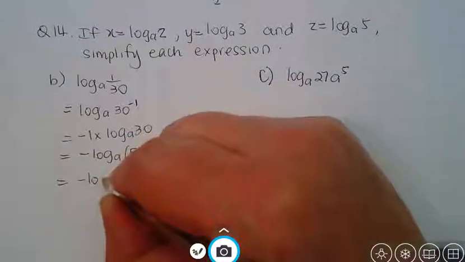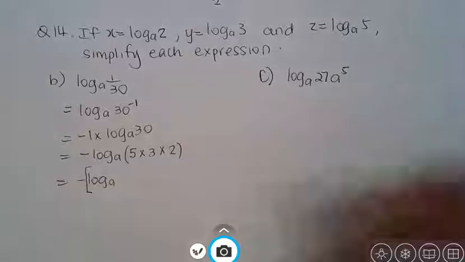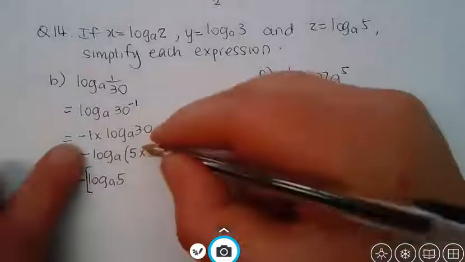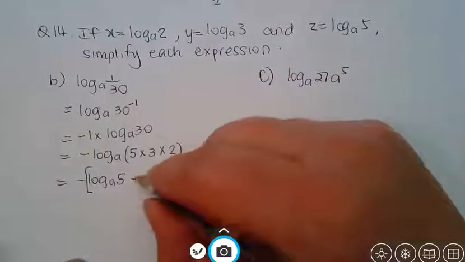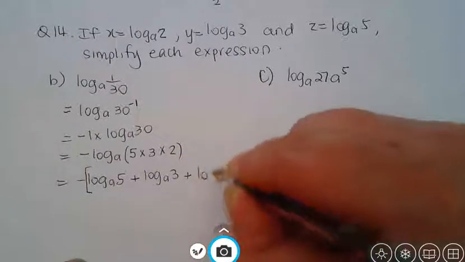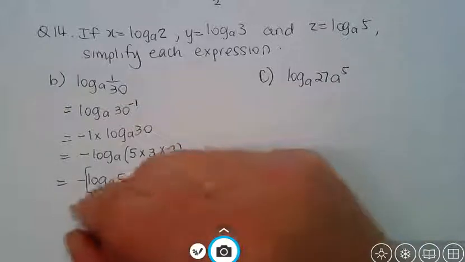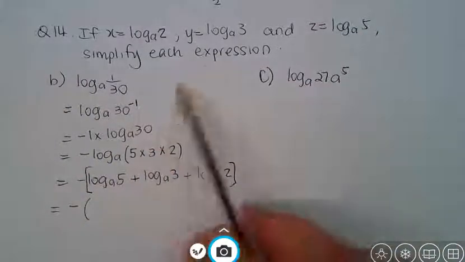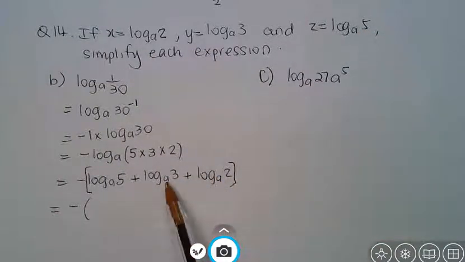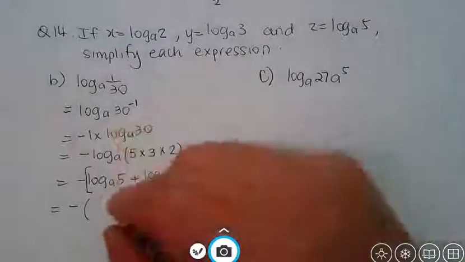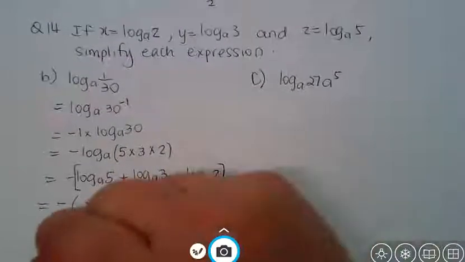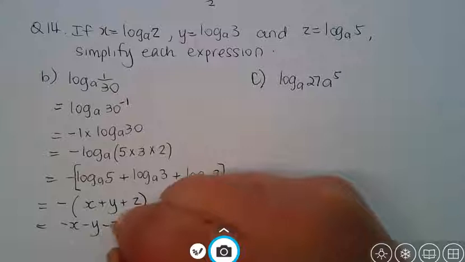So that is negative of, now I'm going to put a bracket here because it's the negative of all that. It's negative log to the base a of 5. So let's just keep this negative out the front, all right? Plus, so when you're multiplying, you plus log to the base a of 3 plus log to the base a of 2, which is the negative of, now log to the base a of 2 is x, log to the base a of 3 is y, log to the base a of 5 is z, so I'm just going to write it the other way around. It's the negative of, in brackets, x plus y plus z, or it's negative x minus y minus z.